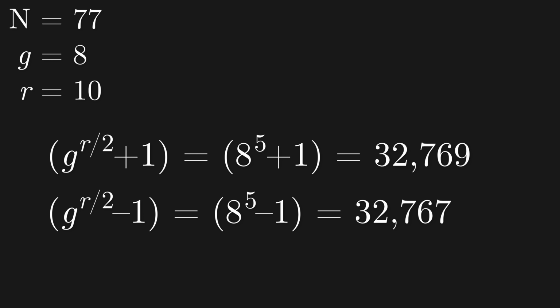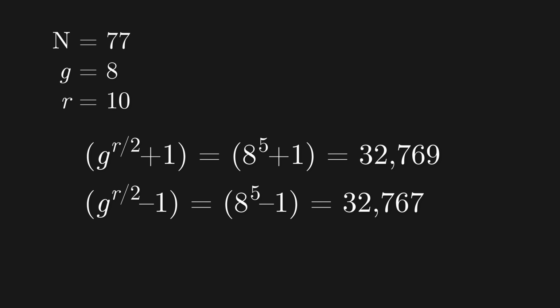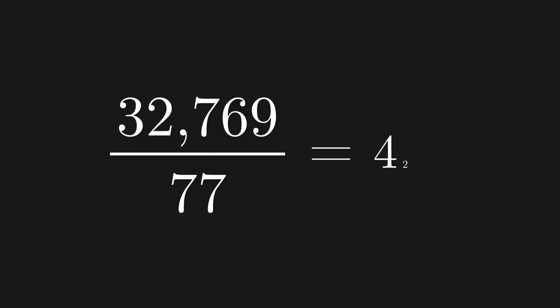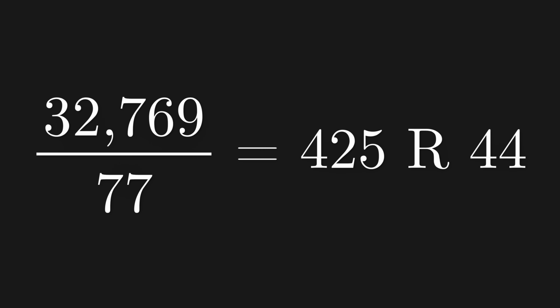These two numbers probably share factors with n. So how do we find them? We use Euclid's algorithm. If you want to find the greatest common divisor of two numbers, say 32,769 and 77, divide the bigger number by the smaller one and record the remainder. In this case, 32,769 divided by 77 gives a remainder of 44.